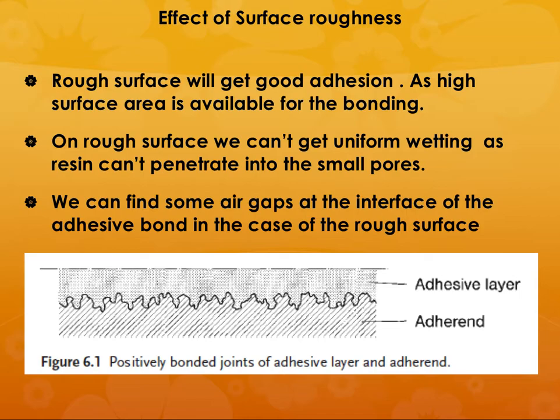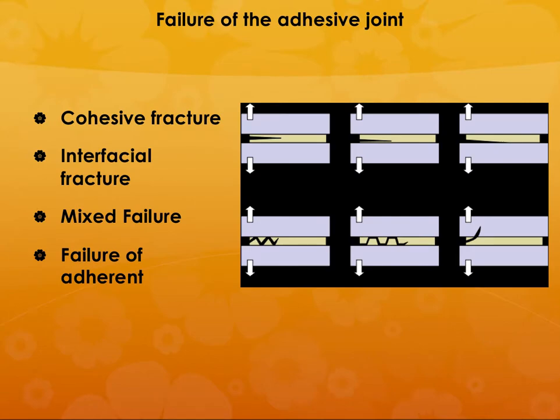So what is the effect of surface roughness? Surface roughness means if you roughen the surface, you will get good adhesion. You get high surface area that is available for the bonding, but the disadvantage is that on a rough surface, you cannot get uniform wetting, as the resin cannot penetrate into small pores, and you may find some air gaps at the interface of the adhesive bond in the case of a rough surface.